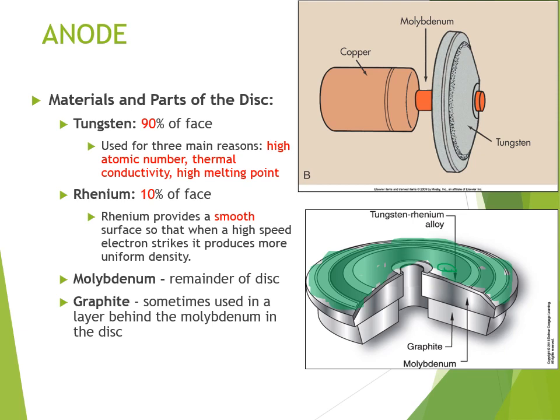The next area that we have is the graphite, moly. Moly is right behind the tungsten and rhenium. So it's right behind it, and that's going to be a good area for being able to conduct heat, being able to handle heat. The last part is the graphite, which is the lower part, and that's used sometimes in the layer behind the moly in the disc, again helping with heat.